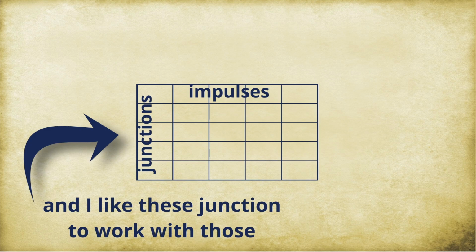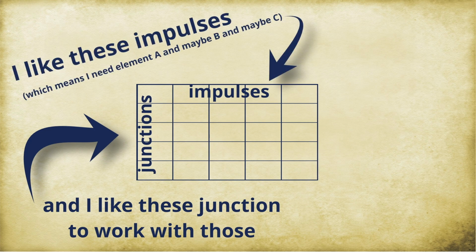Then once you know what impulses you want and what junctions you want, you can just work backwards and figure out at what levels you need to fork and which levels you need to expand so that you can get the abilities that you want as soon as possible.